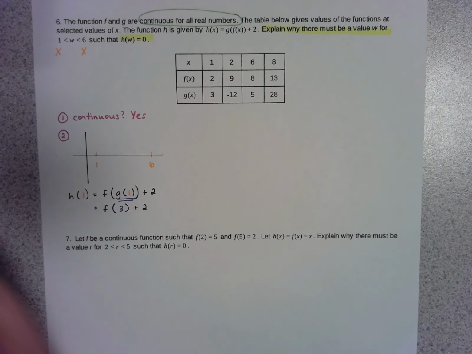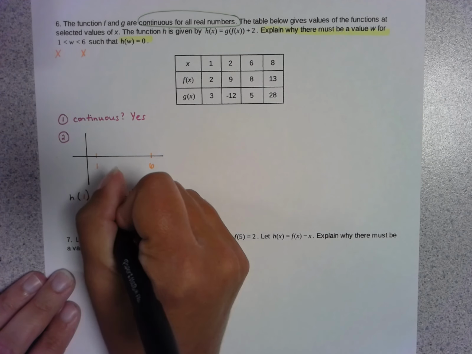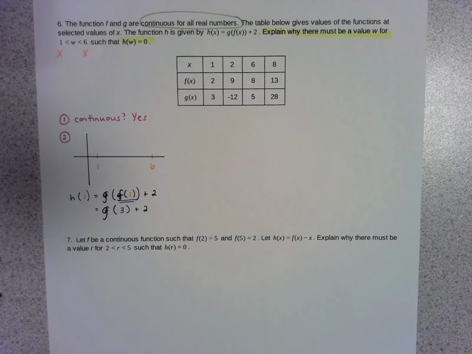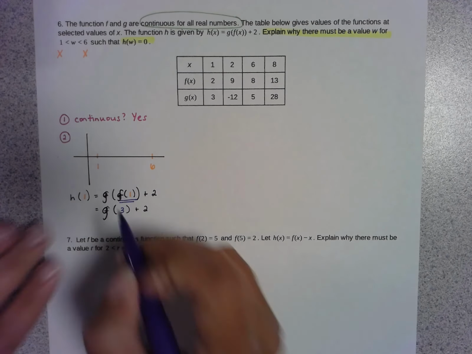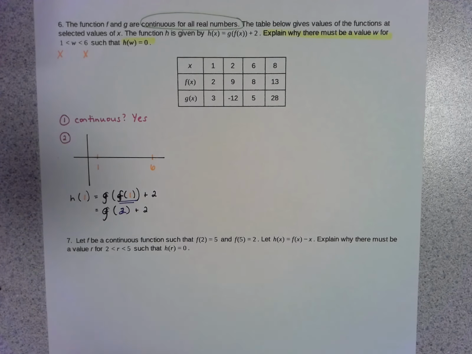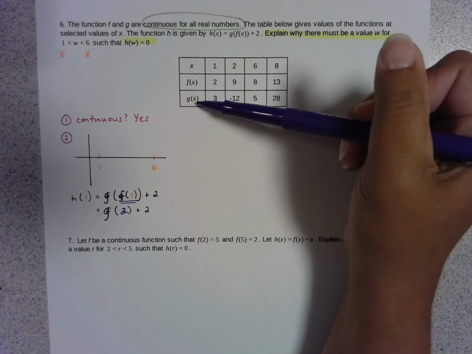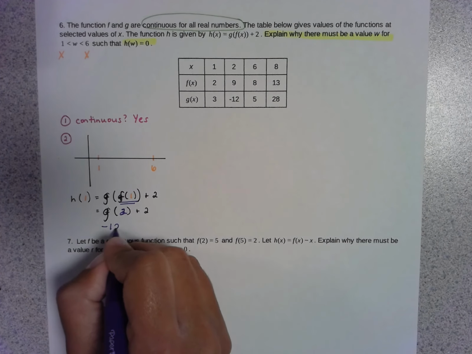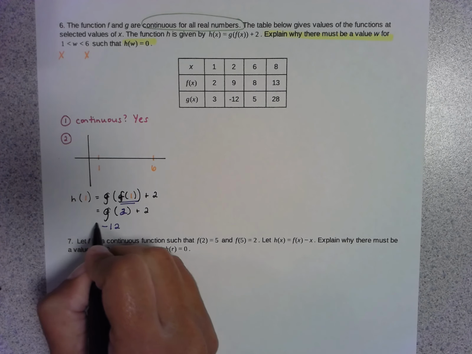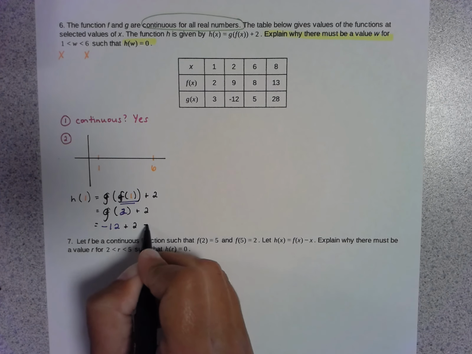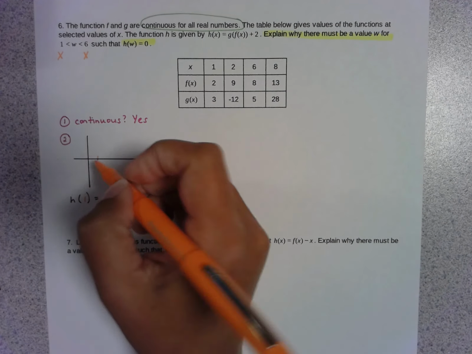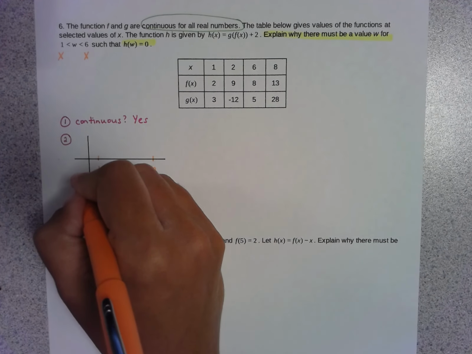Oh, I wrote this backwards. I'm like, why am I not finding these values? I wrote it backwards. It should be g of f. I apologize, everyone. f of 1 is 2. So let me just change this really quick. There we go. Now it makes a little bit more sense. g of 2 would be negative 12. So I'm going to have negative 12 plus 2. And so I get negative 10. That's my first output value. So when x is 1, my y value is negative 10.